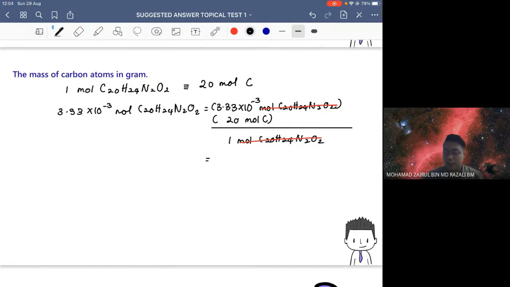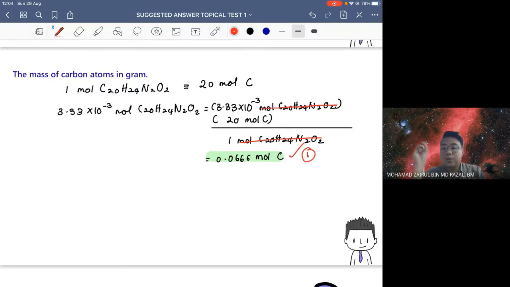So, your final unit adalah mole carbon. So, awak akan dapat 0.0666 mole carbon. Okay. So, ini awak dapat mole carbon menggunakan stoichiometry. Awak akan dapat lagi satu markah.